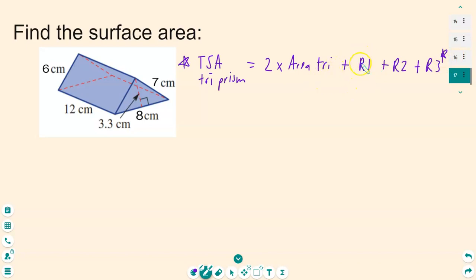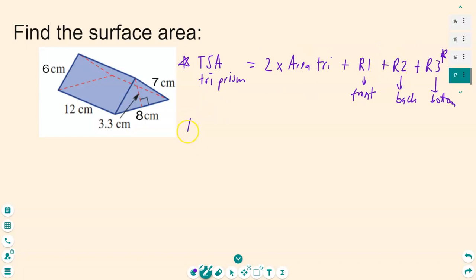Now, let's have a look. What are we going to define R1 as? Which rectangle? I'm going to define it as the front rectangle. And then we've got that back rectangle. And then we have the bottom rectangle. You can always draw a little diagram of each of these 2D shapes if you need, which we might do actually. All right. So finding the first one, we're finding each of these separately and then ticking them off.